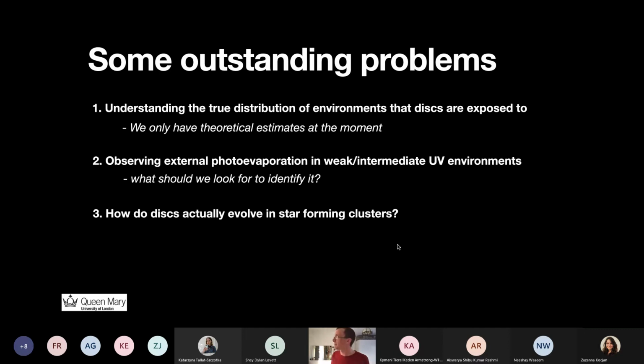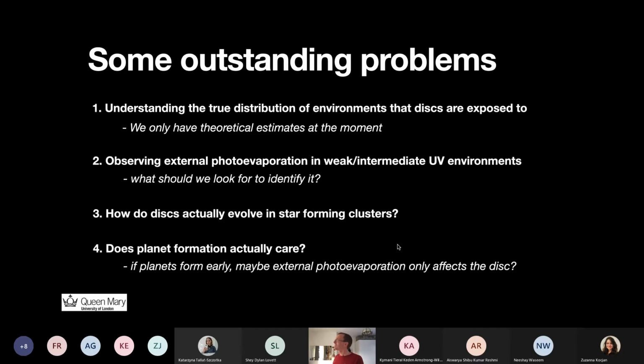Problem number three is a bit vague. I'm saying, how do disks actually evolve in star-forming clusters? Typically, when we're modeling a disk being shone upon and evaporated, we just say, oh, it starts off as a certain size and we're going to shine a constant amount of UV radiation on it and just see what happens to it. But that's not really quite true, because stars form at different times in the cluster. They form sometimes embedded in gas, they move around, so the environment they feel will actually change over time. And so far, that's not really been properly accounted for.